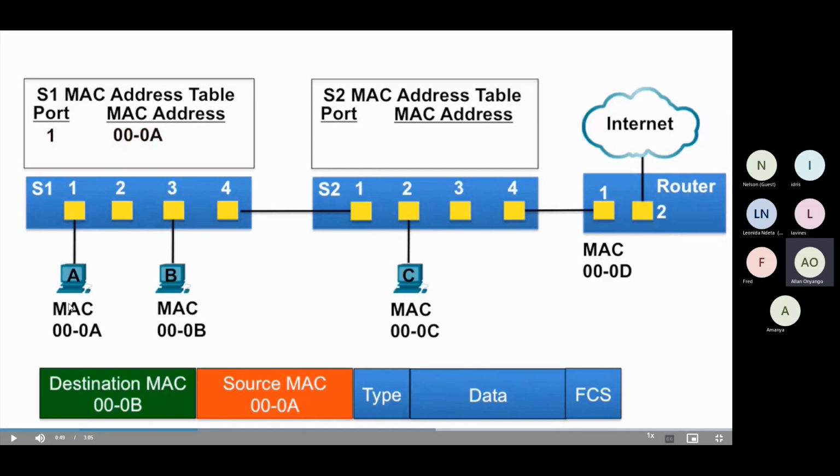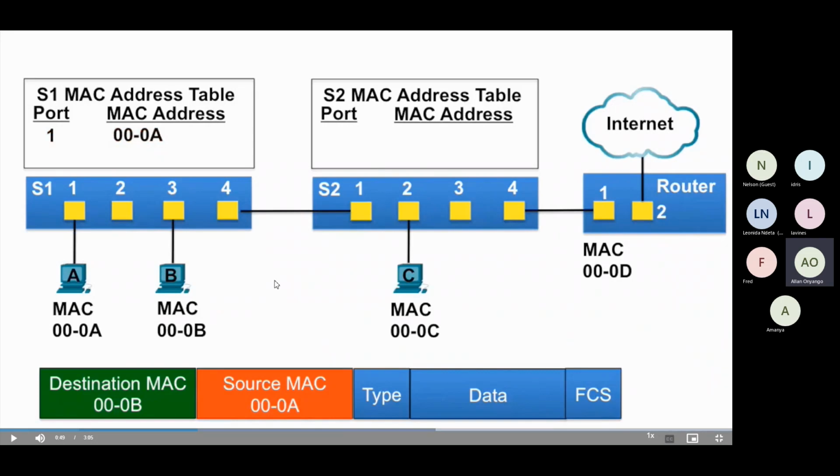So if PCA is sending to PCB, only the MAC address of PCA is stored in the table. The PC sending is the PC whose MAC address will be stored in the table. For us to store the MAC address of PCB, PCB must be sending something to the switch. So do note that. The port number is F1 and the MAC address of the sending device is 00A.